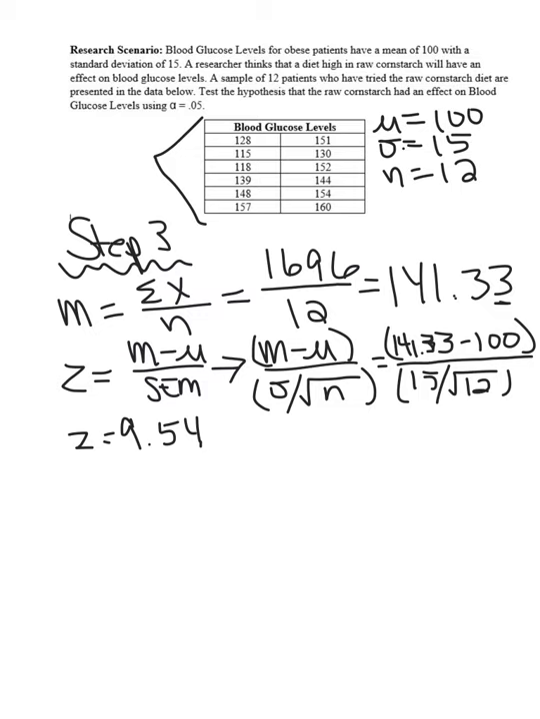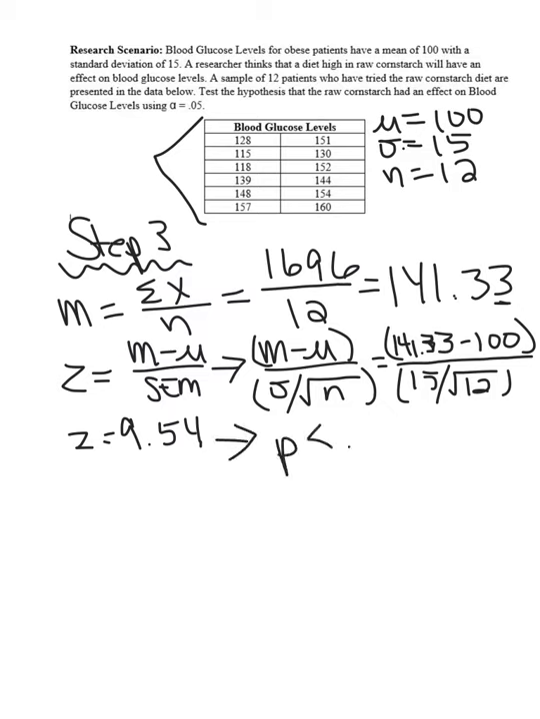So we're going to look at the tail, and we're going to see the probability at 4. And you'll notice in your unit normal table, it's 0.00003. Well, we know that as you get further out in the tails, the probabilities are smaller and smaller and smaller. So if 9.54 falls further out in the tail than 4, which it does, we know that our p-value is going to be less than 0.00003.